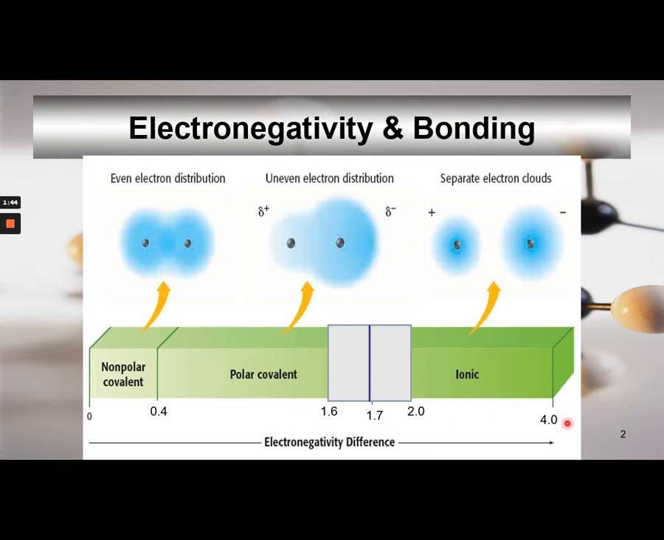Then for 1.7 to 4.0, they have completely separate orbitals, like in sodium and chloride, where sodium loses 1 to have an octet, and becomes a +1, and chlorine gains it to have an octet, and becomes a -1. So you have oppositely charged ions, which forms a neutral compound, +1 -1 equals 0, but they're completely separate orbitals, and that is ionic. So between a metal and a nonmetal, or 2 nonmetals.